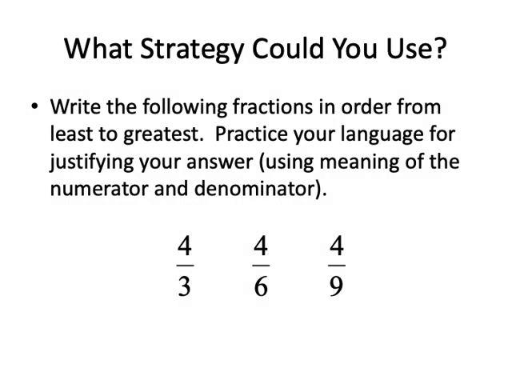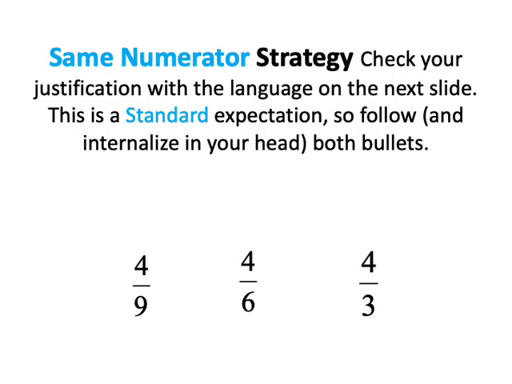Here's another problem. Consider ordering these fractions from least to greatest. 4/9, 4/6, 4/3. One thing to notice is that all of these fractions have the same numerator, but different denominators. So we're going to use a strategy called the same numerator strategy. Again, you may have seen this called the common numerator strategy, and it's the same strategy, but we're calling it the same numerator strategy because we think same is a little more intuitive than common.